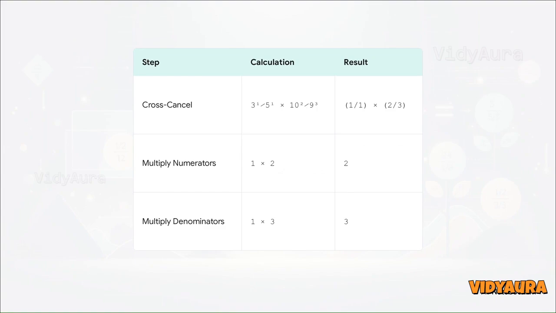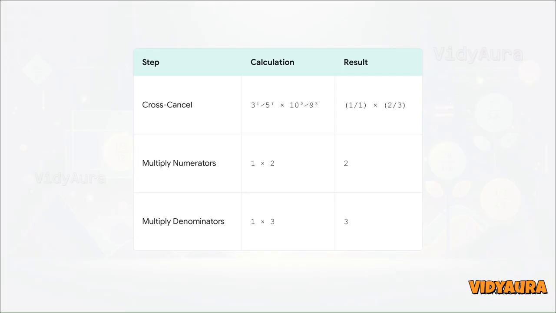Okay, so let's rewind and apply this trick to that same problem. Look at the numbers diagonally from each other. See the 3 and the 9? We can divide both of those by 3. So the 3 becomes a 1, and the 9 becomes a 3. Now look at the other diagonal, the 10 and the 5. We can divide both of those by 5. So the 10 becomes a 2, and the 5 becomes a 1.